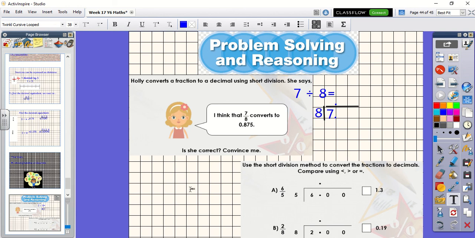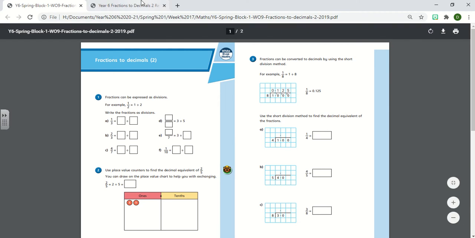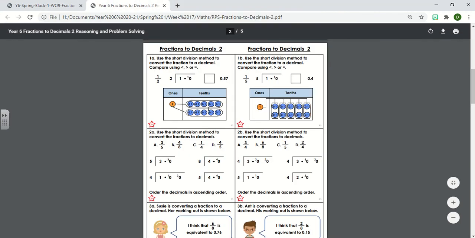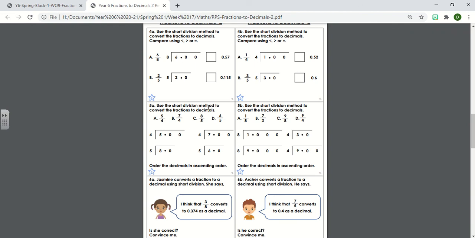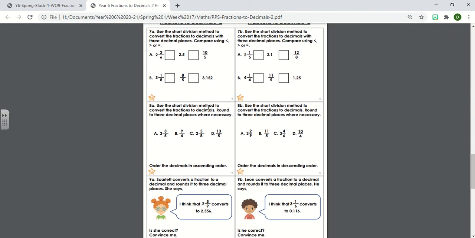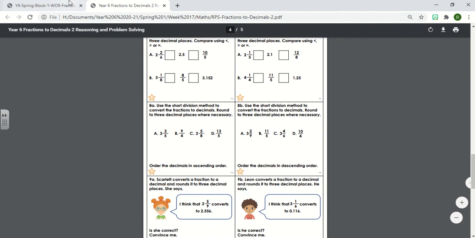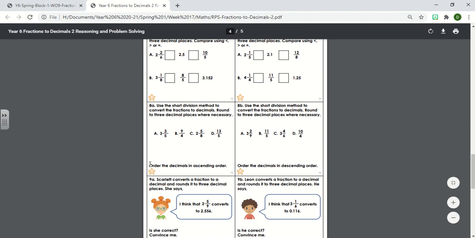Okay, so once you've had a go at that, then as your practice, your work today is here. So bronze questions 1, 2, and 3, silver questions 4, 5, and 6, and gold questions 7, 8, and 9. Don't forget to send in your work to me or Miss Davis Moore, and we will get back to you as soon as we can.